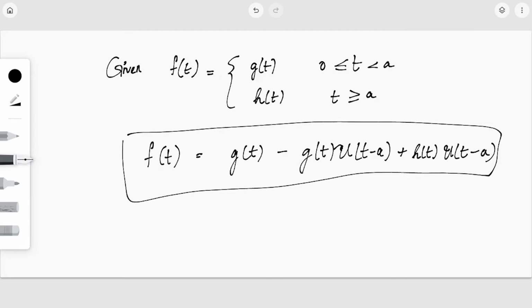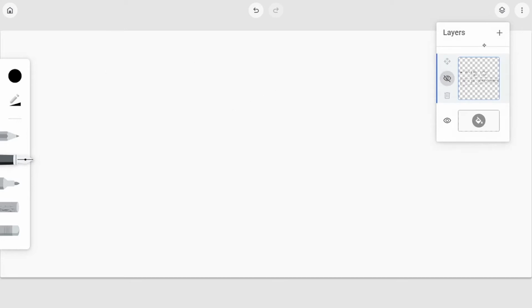f(t) is equal to g(t) minus g(t) times the unit step function u(t minus a), plus h(t) times u(t minus a). Okay, and now similarly we can have, suppose we are given, let's just see how this can be done.